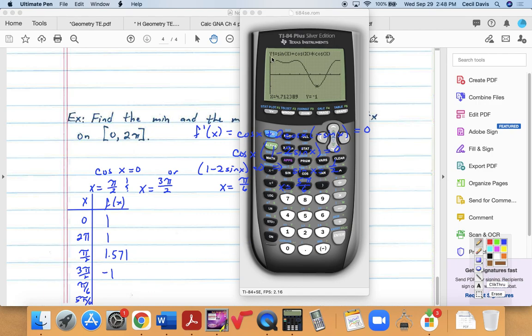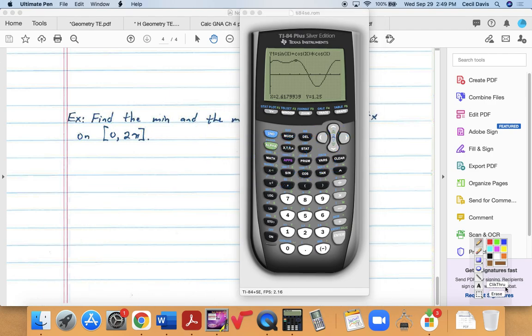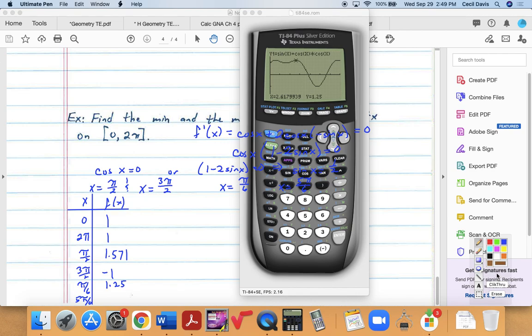At pi over 6, that's got to be this, doesn't it? That little local maximum, which is also the maximum. So pi divided by 6, 1.25. And then at 5 pi over 6, bet it's the same thing. Yep, 1.25. Can't do pi over 2 again? It's 1. It's not 1.57.